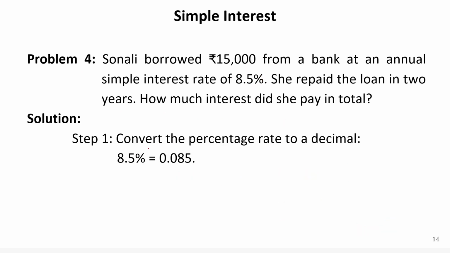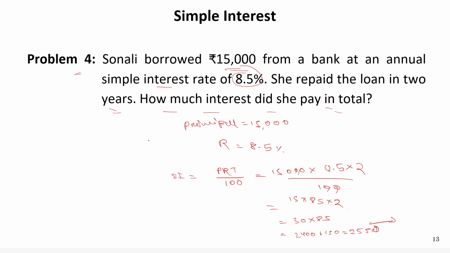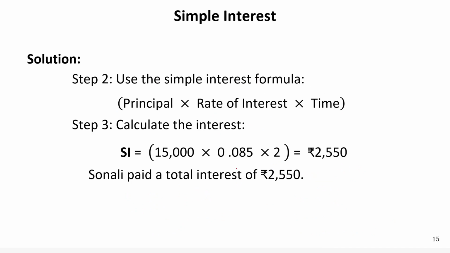So here it is done by method 1, right? And we can also solve this by method 2. That is SI is equal to PRT, but R is in decimal form. So principal is equal to 15,000, into R is equal to 8.5, so in decimal form it is 0.085. Into T is equal to 2. So this is equal to nothing but 2550. So the correct answer will be 2550.